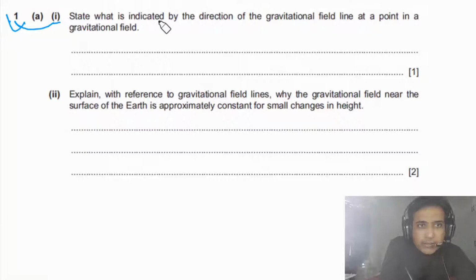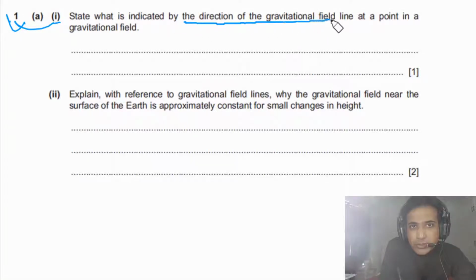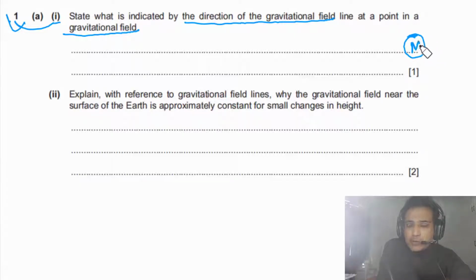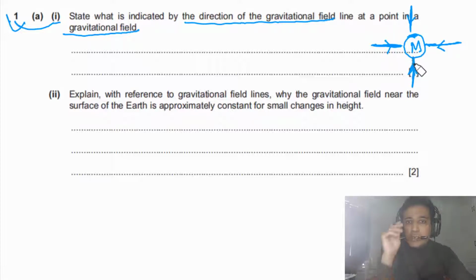Question 1, Part A says, state what is indicated by the direction of the gravitational field line at a point in a gravitational field. In order to answer this question, first of all, we can simply imagine we have a beautiful planet and the mass of this planet is capital M. Or simply you can imagine any mass. This mass will have its own gravitational field. So here we can draw some gravitational field lines. These lines are directed inwards because gravitational force is an attractive force.